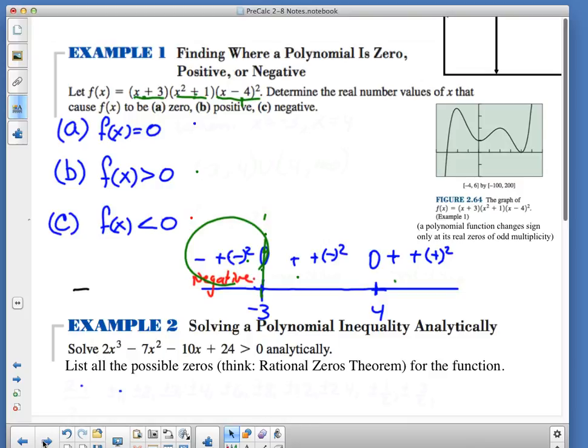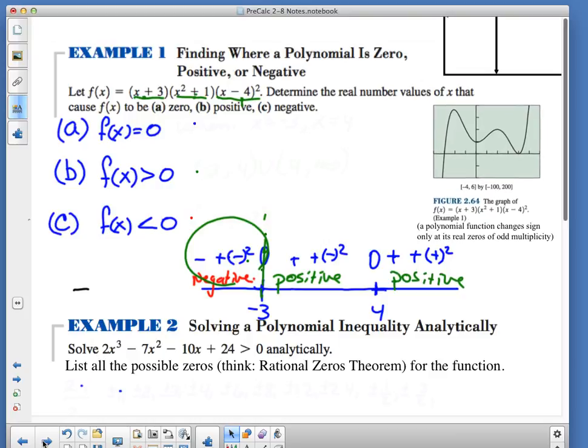I do the same evaluation between -3 and 4. I can pick 0, so I'm going to grab 0. I put 0 in and I got a positive, and I got a negative squared, so it's going to be positive coming out of that section. To the right of 4, I don't care what number you pick. Pick something easy that you can evaluate quickly. 10 is always the one I like. 10 plus 3 is 13, that's positive. 10 squared plus 1 is positive, and 10 minus 4 is positive still, but it's squared, and that's why that's positive as well.